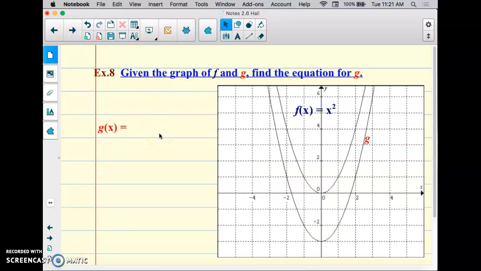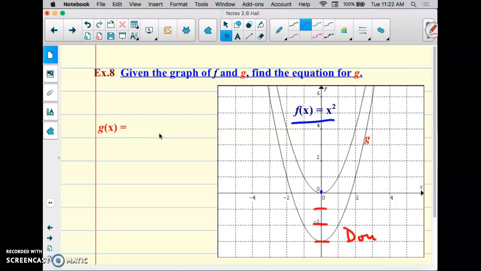It says, given the graph of f and g, find the equation for g. So all we have to do is take a look. First we talk about it's a parabola. So the first function we have is f of x equals x squared. That's this parabola with the vertex at 0, 0. Now if we look at the graph, all we notice is that the parabola was moved down 1, 2, 3. So the graph was moved down 3.